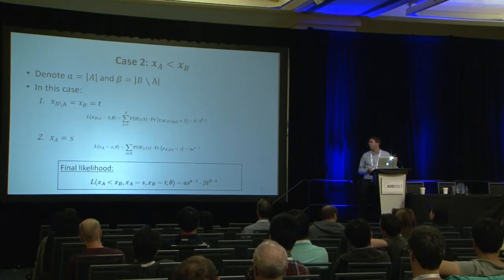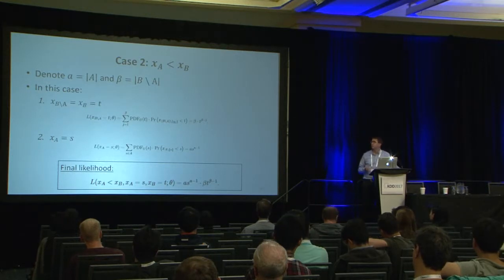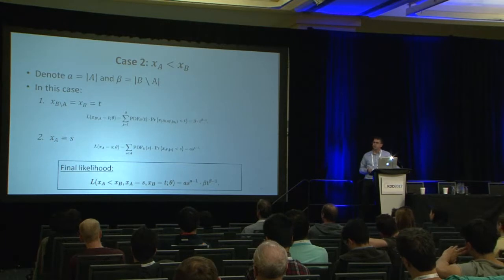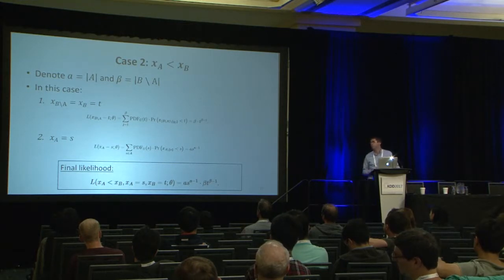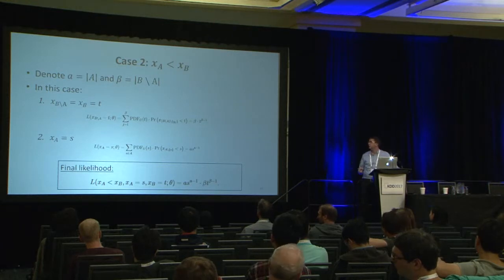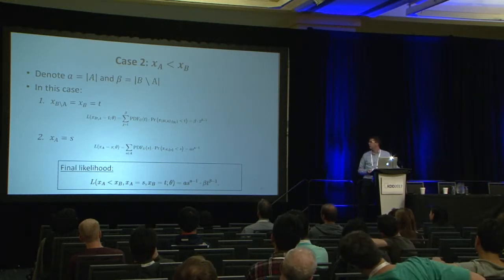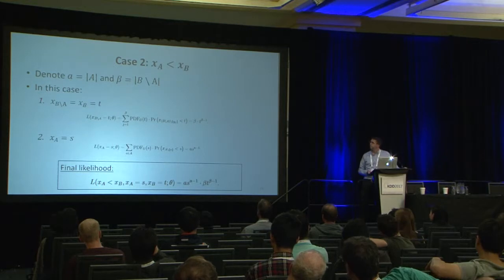Given that, the likelihood can be obtained similarly to the previous case by summing over the beta possible elements in the set difference. Each of them can be this maximal hash value, multiplying by the probability of each of them to be this maximal hash value. And similarly to before, we get that this is equal to beta times t to the power of beta minus 1.